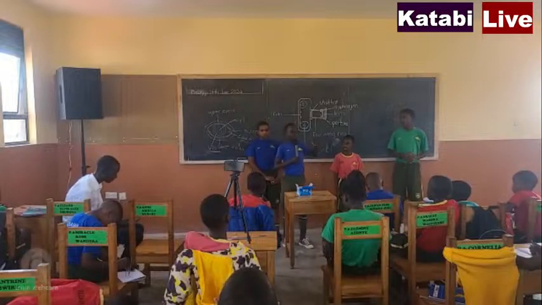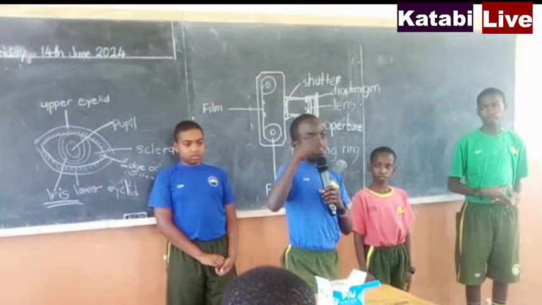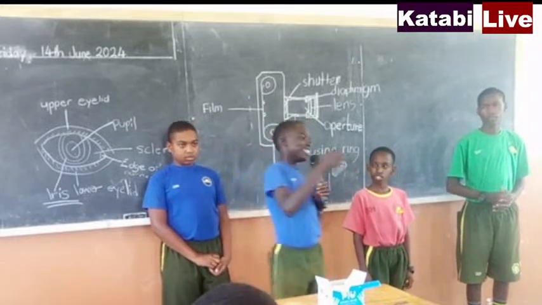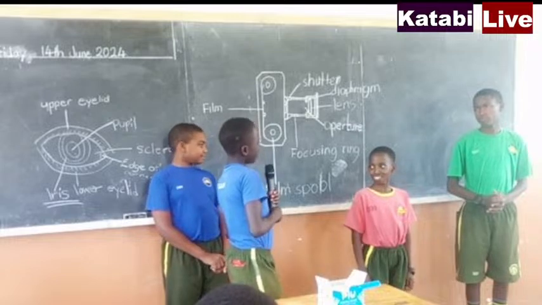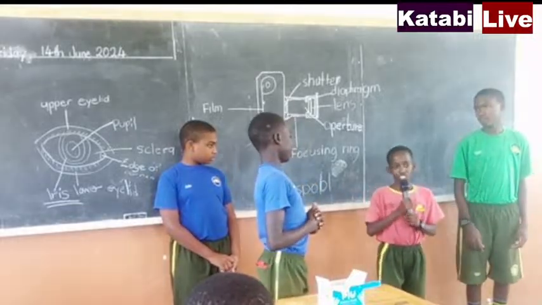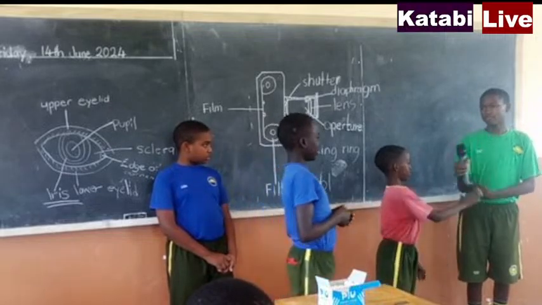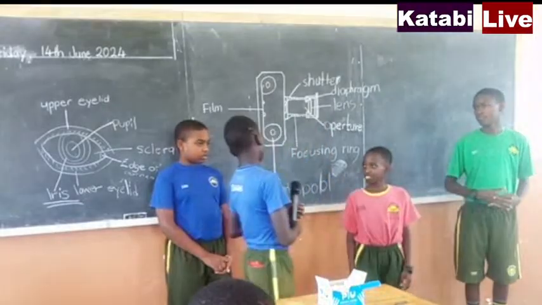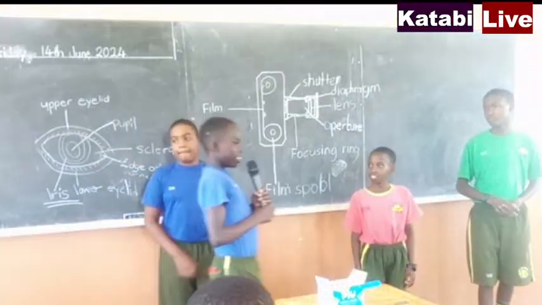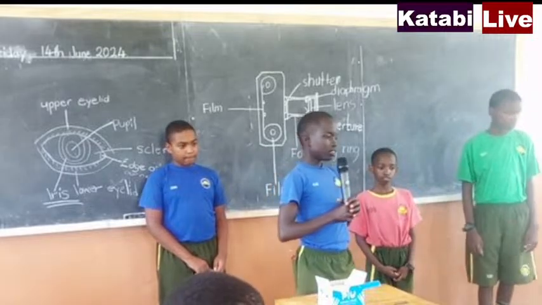But now we are going to come to know what eye defect you will have if you see things that are near and you cannot see the ones that are far, or when you see the things that are far and you cannot see the ones that are near. So we are going to come to know all that. Now, let's give the examples of the eye defects, all the types. Short-sightedness. Long-sightedness. Astigmatism. And colorblindness.